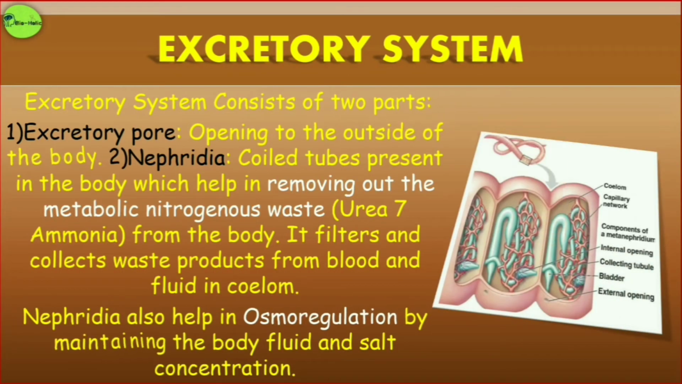Now the excretory system. The excretory system in annelids consists of two parts. One is the excretory pore, which is the opening to the outside of the body, and the second one is very important, that is the nephridia, which are the coiled tubes present in the body which help them in removing their metabolic nitrogenous waste product by filtering and collecting from the blood and fluid in the coelom. Okay, and besides this, nephridia also help in osmoregulation by maintaining the body fluid and salt concentration. Okay.